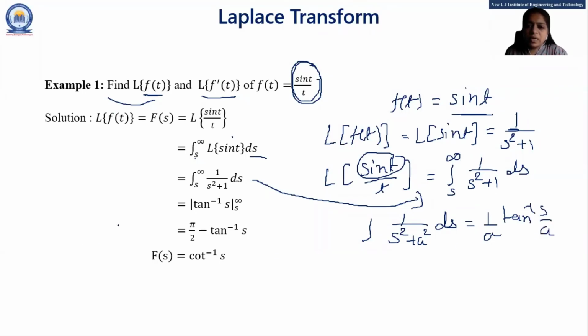Here in this case our a is 1, so tan inverse s by 1, so we'll put only s there. So tan inverse s, limits are s to infinity. Tan inverse infinity is pi by 2, minus tan inverse s. Pi by 2 minus tan inverse s is cot inverse s. So it is equal to F of s, and this is the answer of Laplace of f of t. Okay, so this is the answer of, just a minute, students.